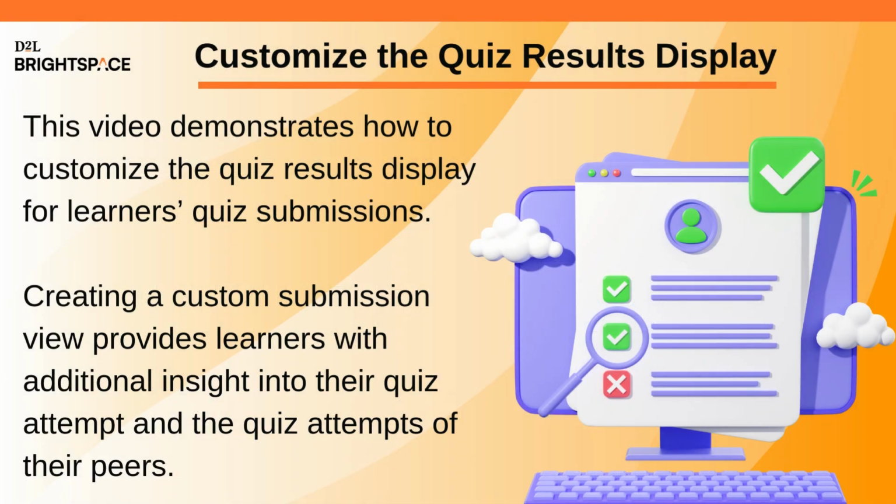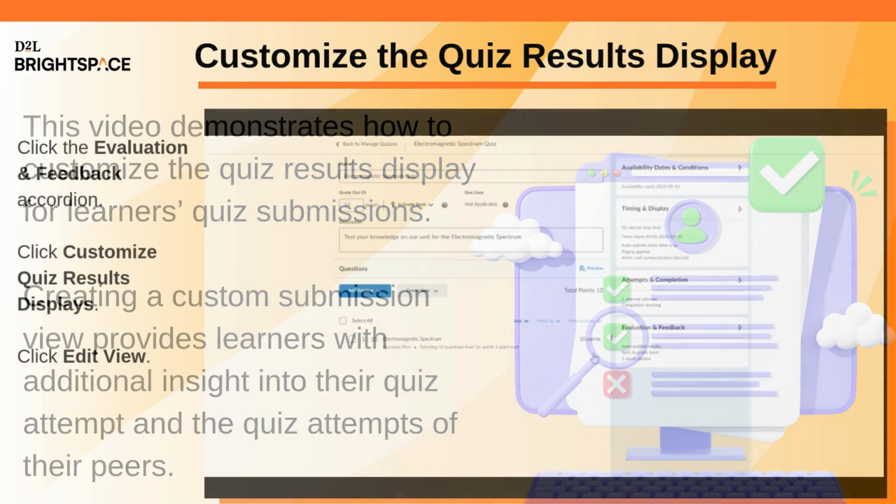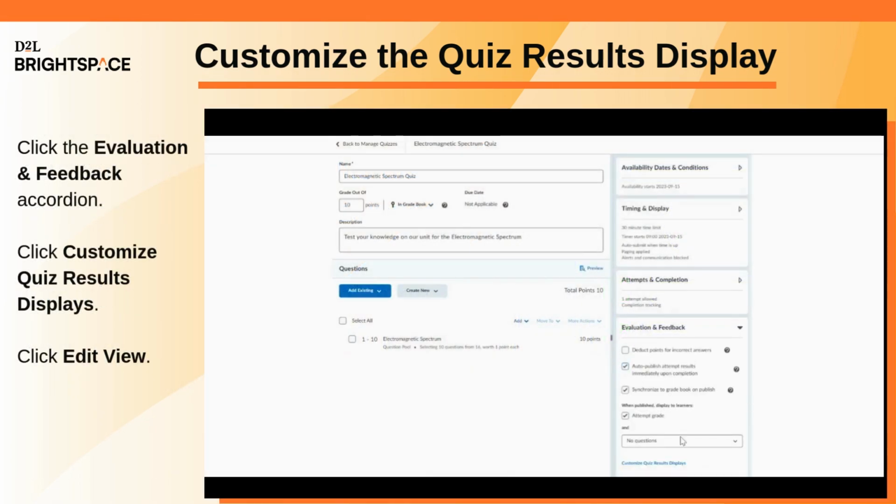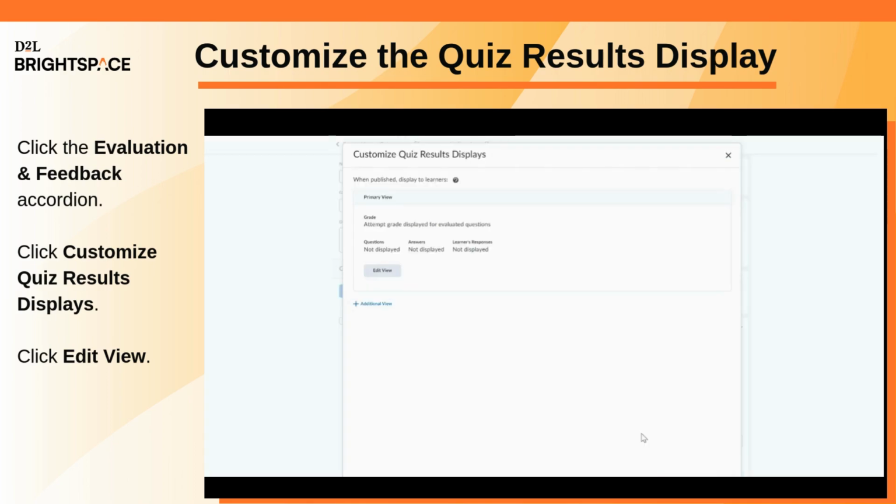This video demonstrates how to customize the quiz results display for learners' quiz submissions. Creating a custom submission view provides learners with additional insight into their quiz attempt and the quiz attempts of their peers. Click the Evaluation and Feedback accordion and click Customize Quiz Results Displays.